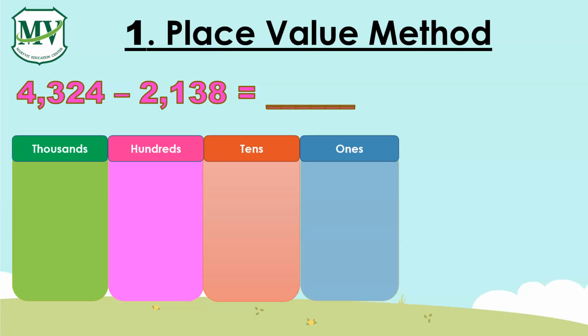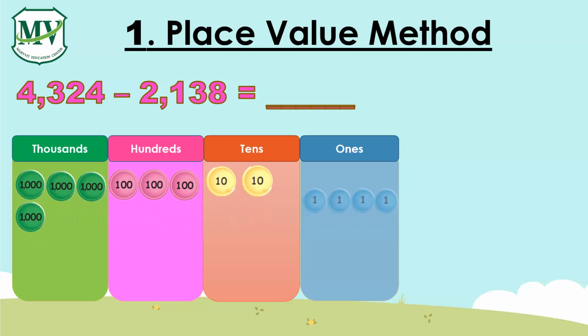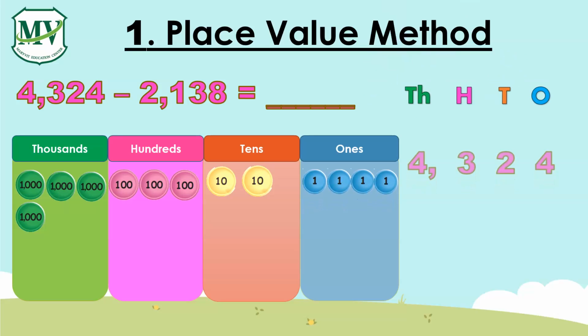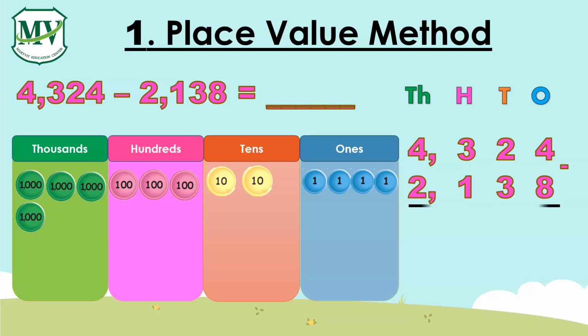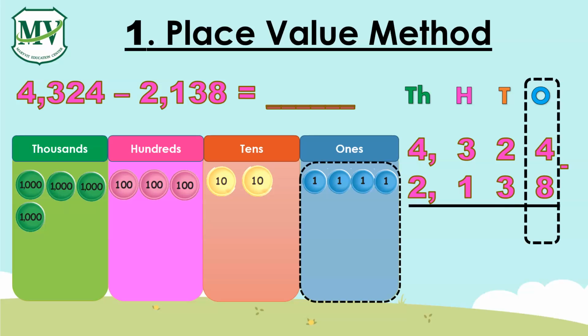Subtract 2,138 from 4,324. Look at the place value table. The discs represent the number 4,324. Let's subtract 2,138 from it. We begin with Step 1.